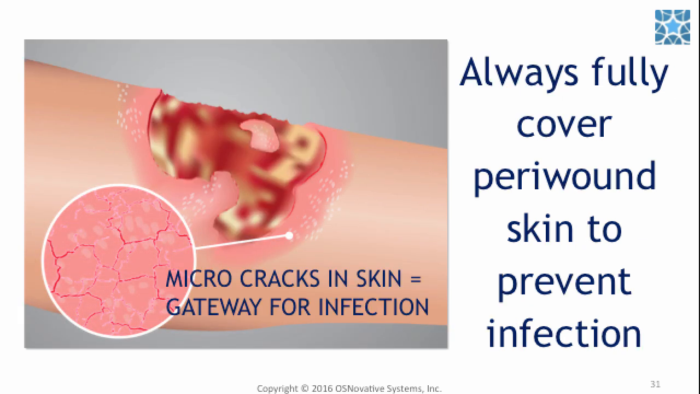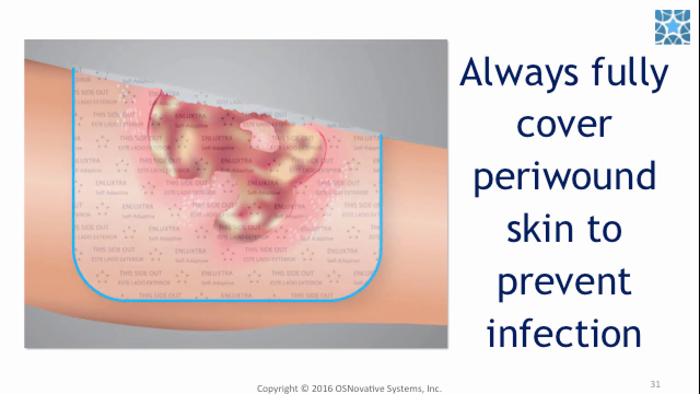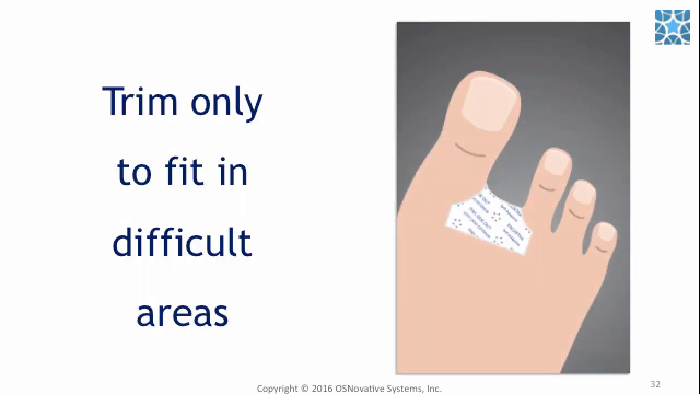Periwound skin is fragile and vulnerable to infection due to the presence of microcracks and existing inflammation. Always fully cover the compromised periwound skin to protect it from further damage, as well as exogenous bacteria, and to prevent the infection from spreading. Do not use skin preps under Enluxtra dressings. You may trim Enluxtra if it needs to fit into a difficult area or interferes with body part movement.